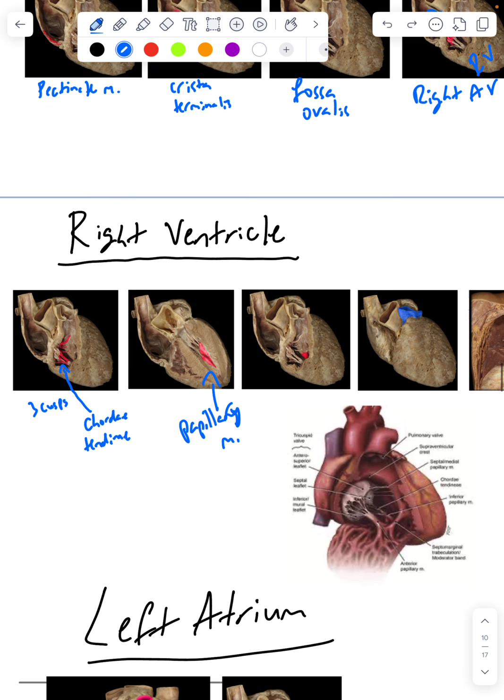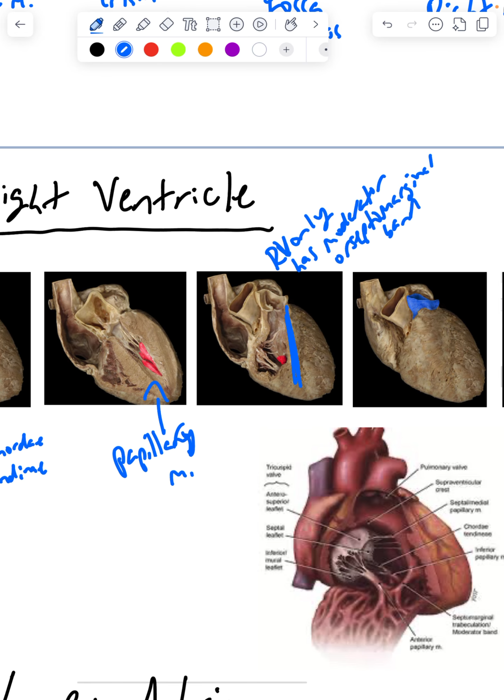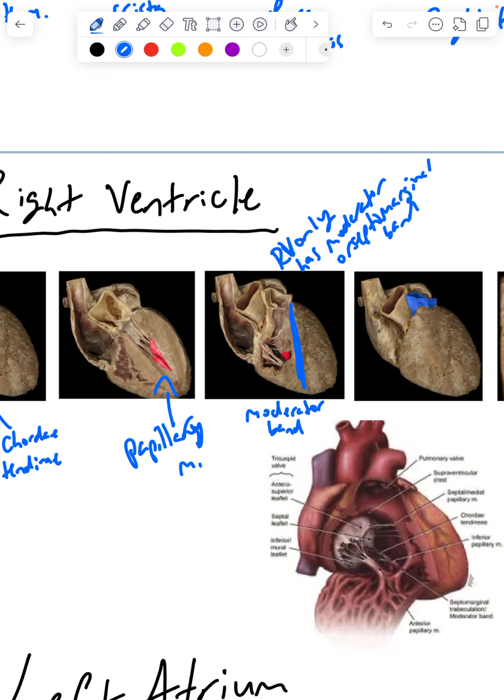On the right side only, specifically the right ventricle, has something called a moderator band, or a septomarginal band. This connects your interventricular septum to your papillary muscles, which connect to chordae tendineae, and that connects to your right AV valve, or the cusps in the valve. So only the right side has something called a moderator band, aka septomarginal band.